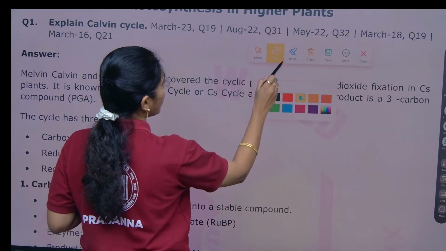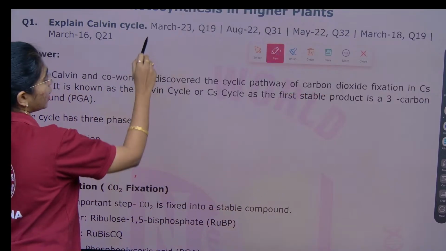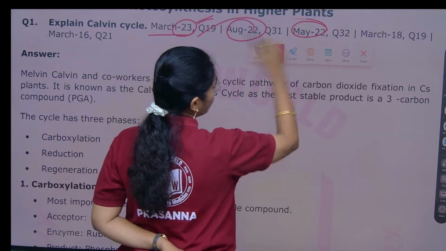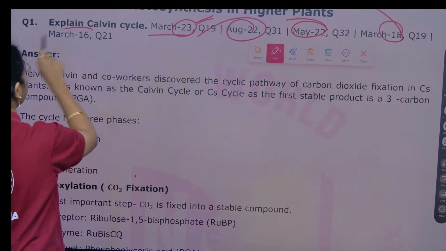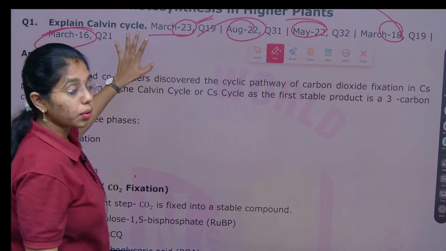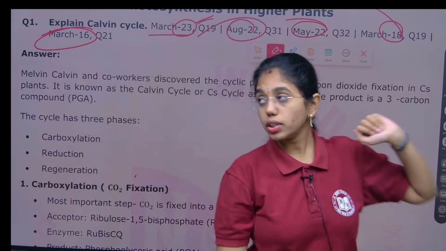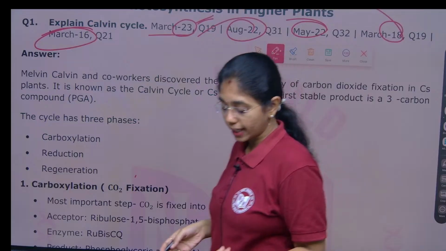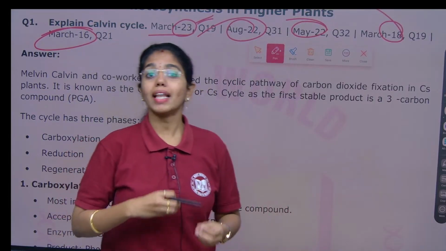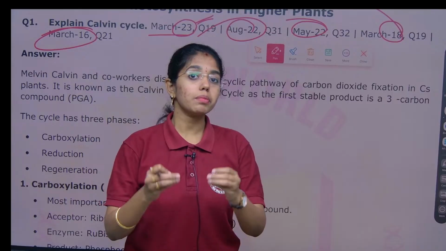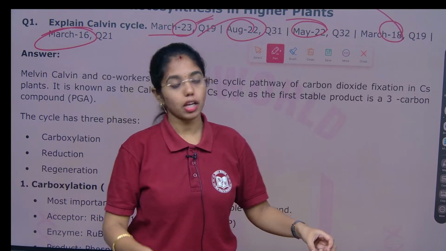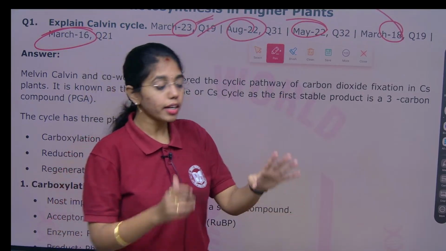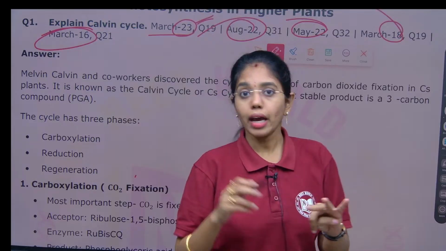If you see, the Calvin cycle is asked in many years, like in March 23, the question number is 19, August 22, May 22, March 18 and March 2016. These many years the question is repeated, the question about the Calvin cycle. And from the Calvin cycle or C3 cycle, be it from bioenergetics or the enzymatic reactions, many a times we got questions both in NEET and EAPCET. So the concept of the C3 cycle or Calvin cycle from this chapter is important, not just for IPE but also for NEET and for EAPCET.